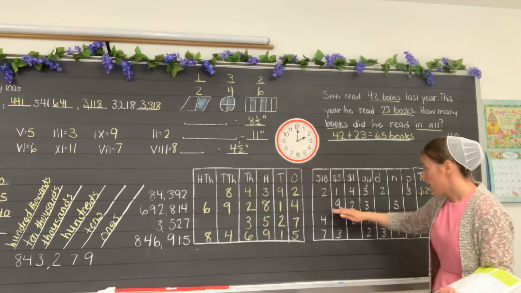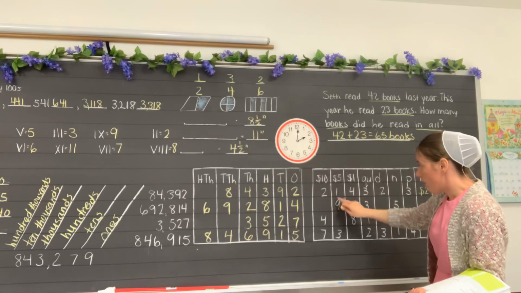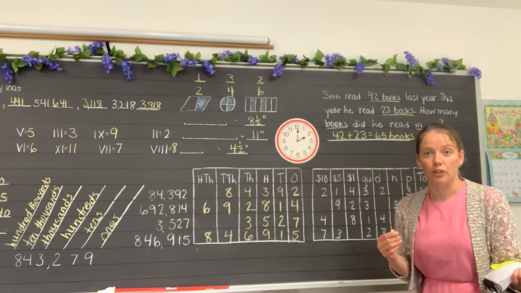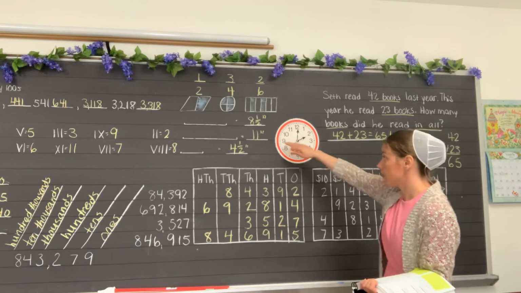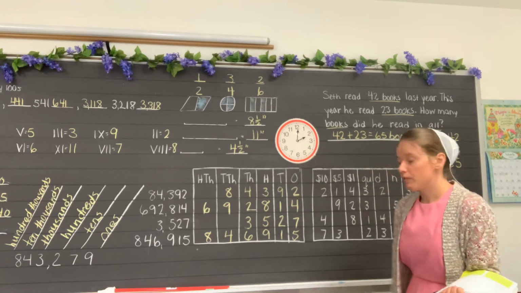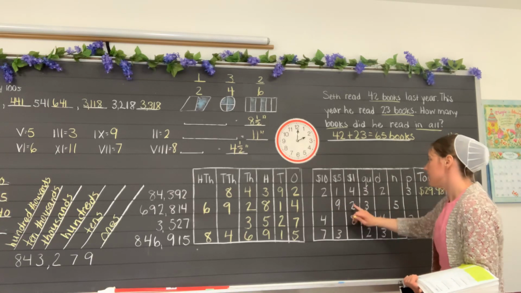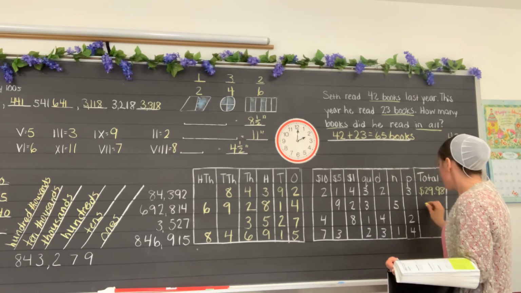Let's go on the next line here. So we have 9 5s, and if you think on the clock, whenever your minute hand is at the 9, it's 45. So think of that. So 9 5s is $45, 45, 46, 47, $47.